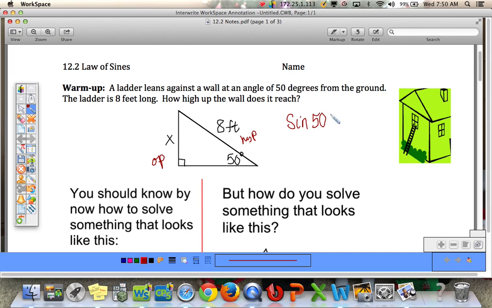Sine of 50 degrees equals the opposite side over the hypotenuse. And if you're solving for a side, you can cross multiply. So put this over 1. Cross multiply, we'll get x equals 8 sine of 50. And you can type that in your calculator. Remember to be in degree mode. And it's about 6.12 feet up the wall.